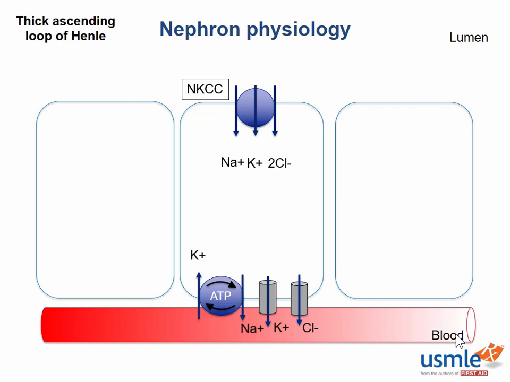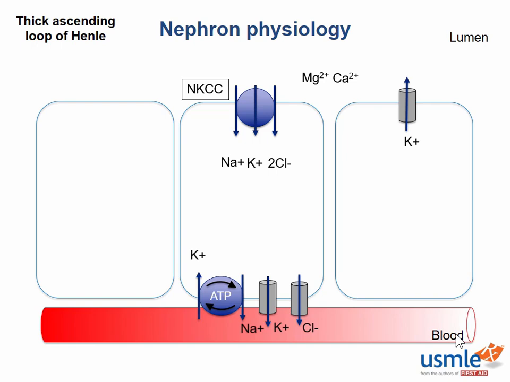In addition to the ions mentioned, the thick ascending limb is also responsible for reabsorbing magnesium and calcium. To facilitate the absorption of magnesium and calcium, there is a potassium channel located on the luminal surface that causes a backleak of potassium.